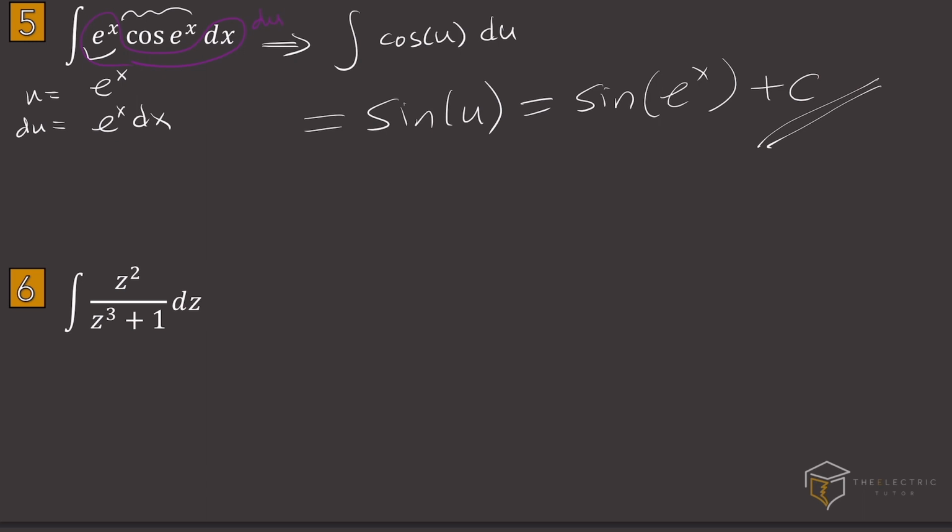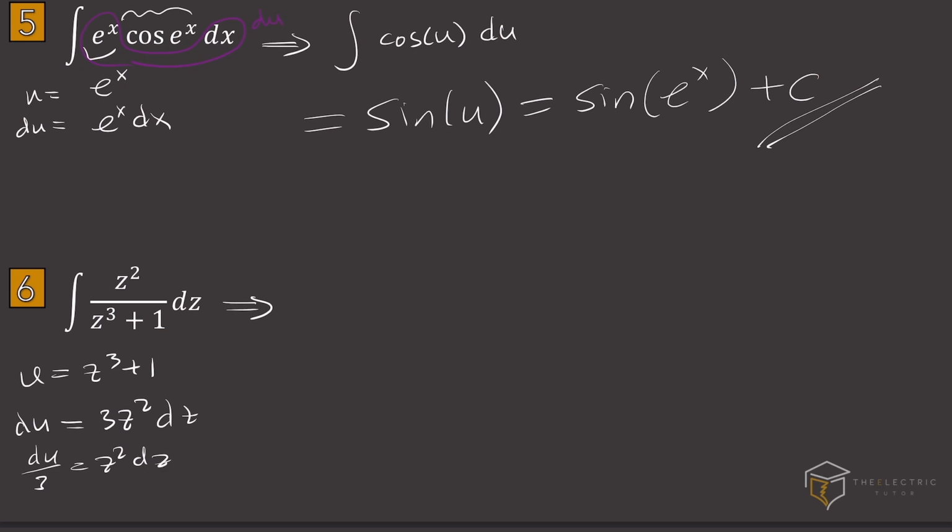I could pick u equals z cubed plus 1, and that actually is a pretty good option. It's in fact the best option because then du is 3z squared dz. I can go ahead and put the 3 on the other side. So du over 3 is z squared dz, which matches perfectly what I have over here.